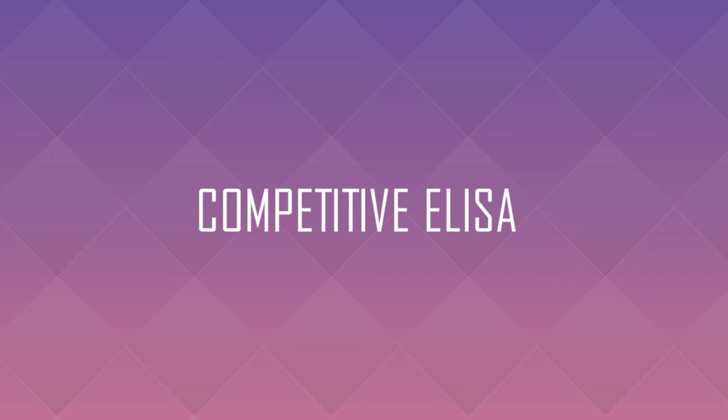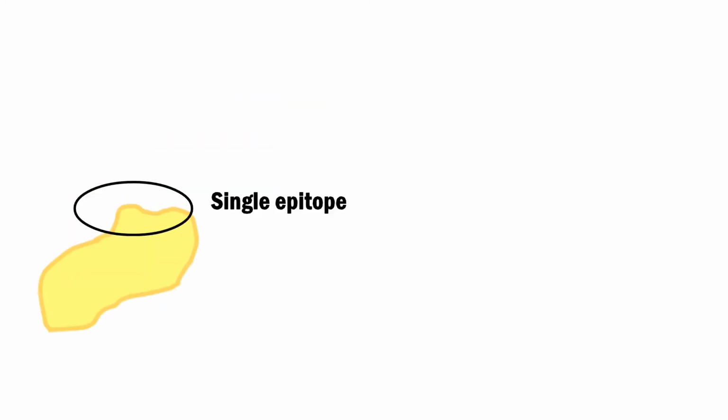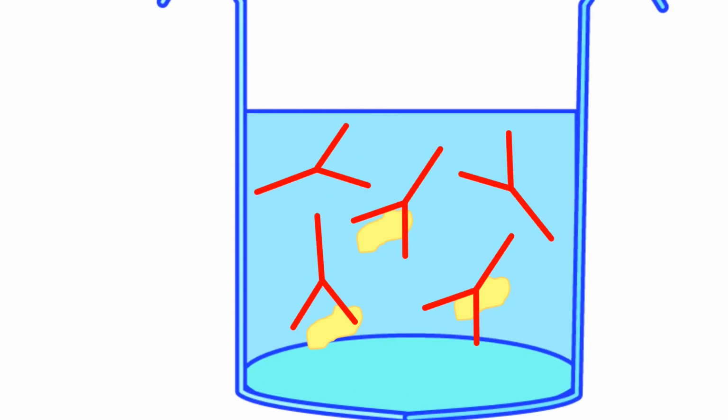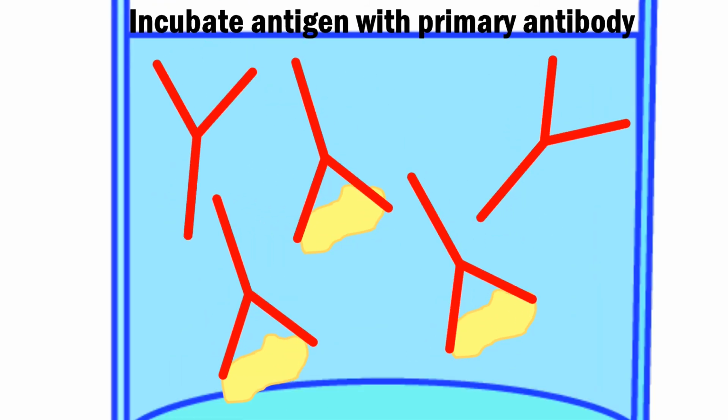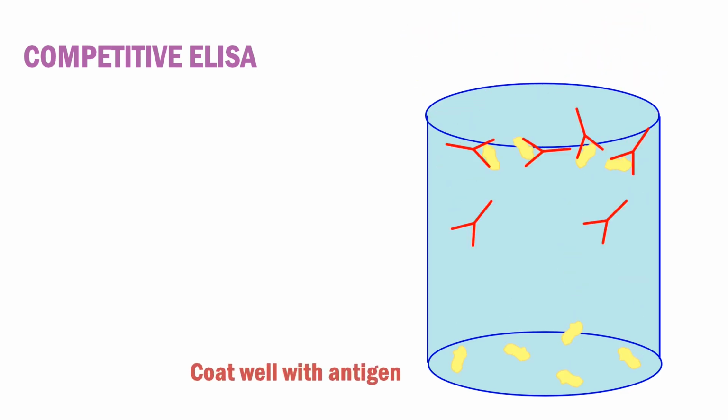Competitive ELISA. Competitive ELISAs are commonly used for small molecules when the antigen of interest is too small and therefore has only a single epitope or antibody binding site. In this technique, the antibody is first incubated with a sample containing the antigen. Now, a microtiter well is coated with antigen and the antigen-antibody mixture is added.